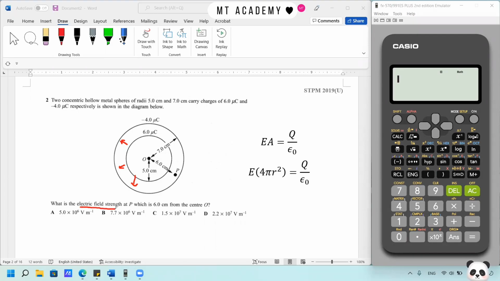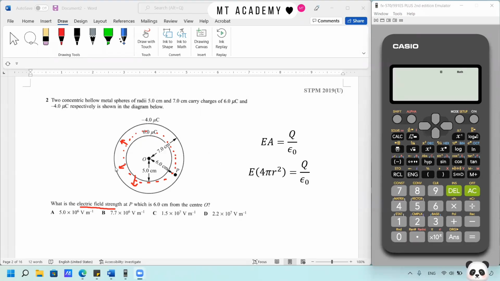So how we are going to get the electric field strength is by applying the Gauss law. From Gauss law, we learned that electric flux is equal to the total charge enclosed divided by the permittivity of the medium. We also have the electric flux is equal to EA. So we need to have a Gaussian surface, which should be a sphere in this case. The surface area of the sphere is equal to 4 pi r squared. So we're going to apply the formula to get the electric field strength at P.